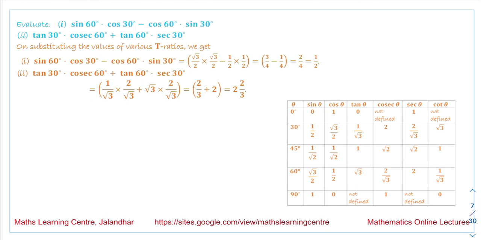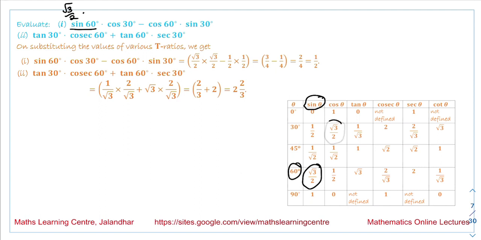Now from this table we are talking about the values we require. It is sine 60 degree. Sine 60 means this sine value is over here. This 60 degree value is over here. It means the value we are talking about, it is square root 3 by 2 into, next we are saying it is cos 30 degree.